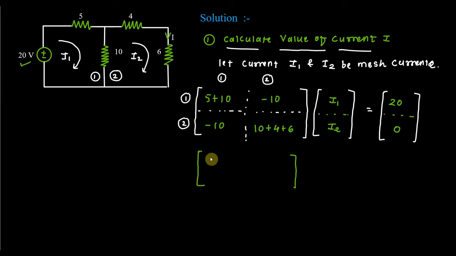Okay, so what will be that? It is 15, minus 10, minus 10, and this will be 20. Okay, this is I1, I2, and this last matrix is 20 and 0, right? Now what is our aim? Our aim is to find out the current I, and if you see this network, your current I is equal to I2. So our aim is to find out the I2 here.